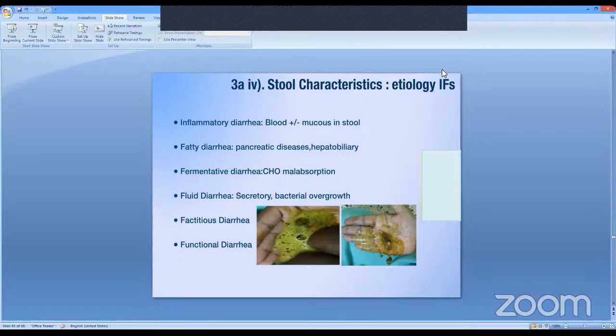Now, with stool characteristics, etiology can be identified. If we think of inflammatory diarrhea, there may be blood or mucus in the stool. Fatty diarrhea: the stool contains fat or oil. We can think that pancreatic disease or the hepatobiliary system is affected. Fermentative diarrhea: definitely carbohydrate malabsorption, mostly in the form of lactose intolerance. Fluid diarrhea: it is either secretory or bacterial overgrowth, as I have told already. Factitious diarrhea and functional diarrhea can be differentiated or identified very easily by taking the history.